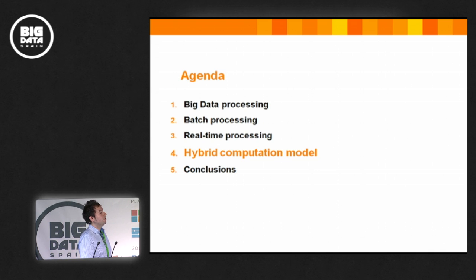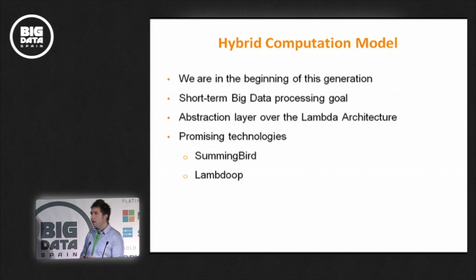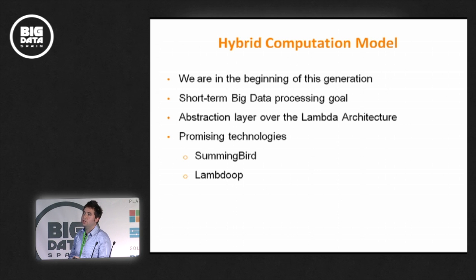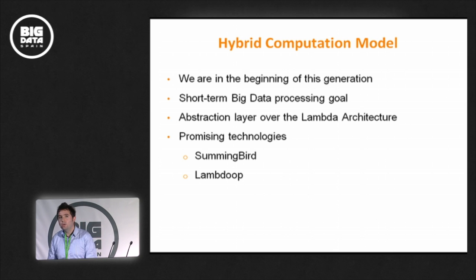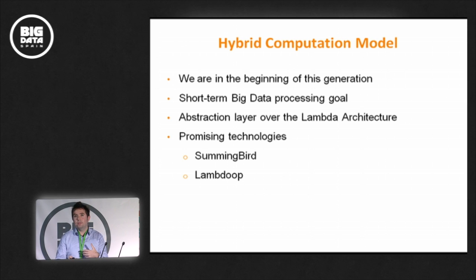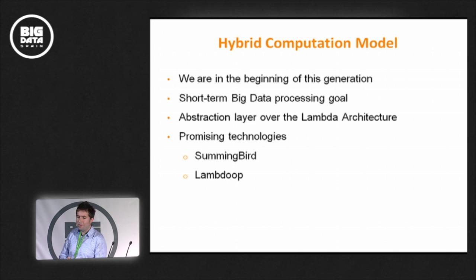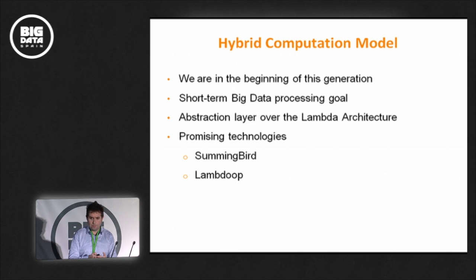And finally, the hybrid computation model. Well, we are at the very beginning of this third generation of big data processing. In our opinion, it's one of the main issues that the research community has to address in the next years in the field of big data processing. Actually, more or less, we know what we have to do. We know we have to follow the Lambda architecture, and what we need is an abstraction layer on top of this theoretical model. We need some technology to make the development of a hybrid computation model easier. And there are some promising technologies, Summingbird and Lambdoop.